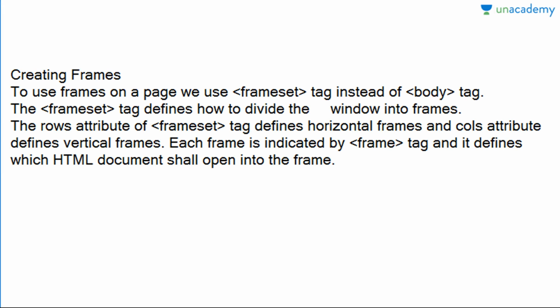To use frames on a web page, we use the frameset tag instead of a body tag. Means in frames, we do not need to use the body tag, we use the frameset tag. The frameset tag defines how to divide the window into frames. The rows attribute of the frameset tag defines horizontal frames, and the cols attribute defines vertical frames. These are the things that you will apply ahead and get to know about how we use these.